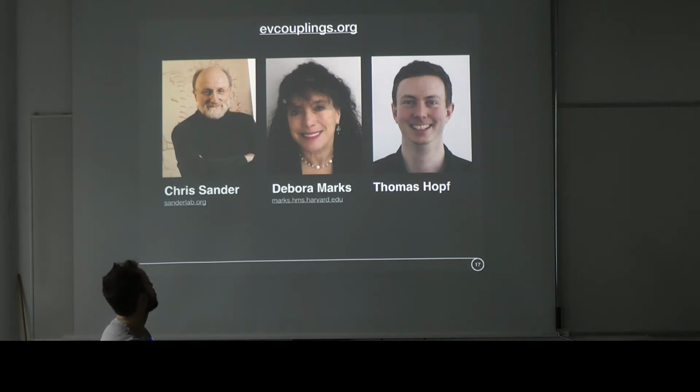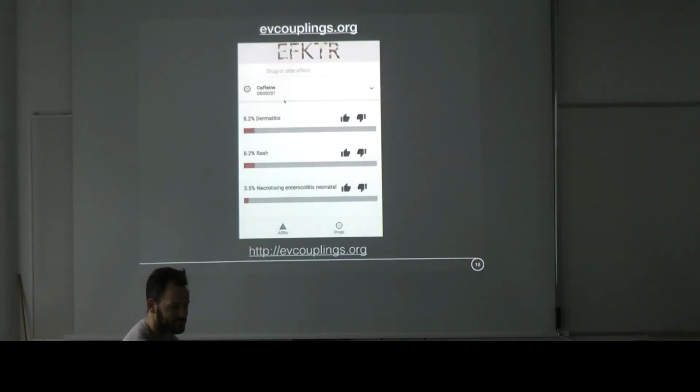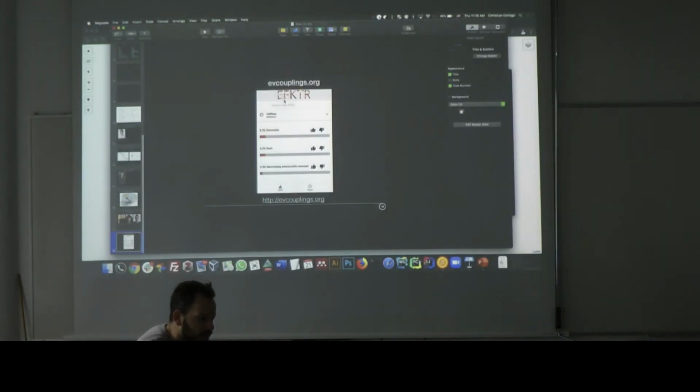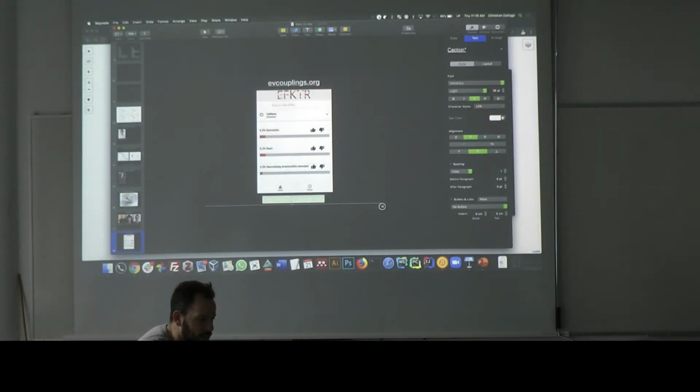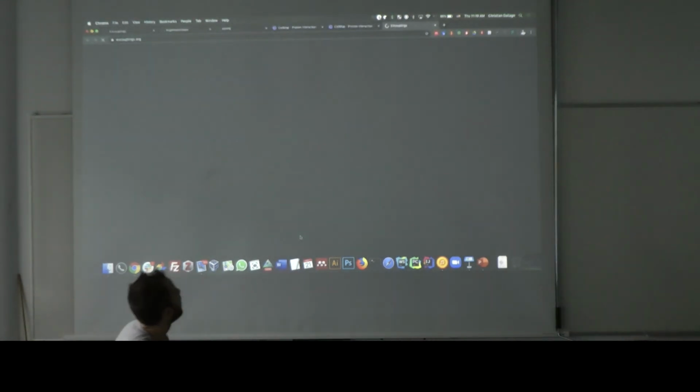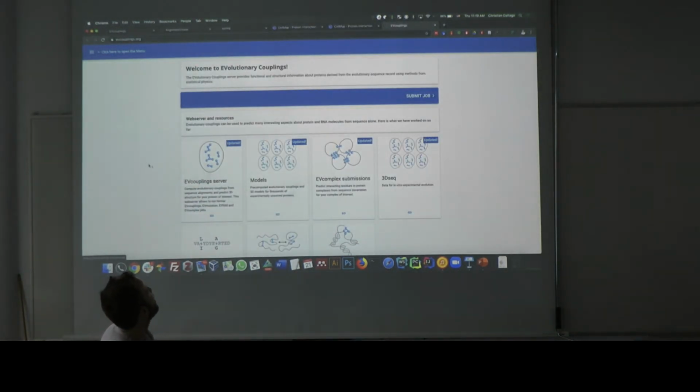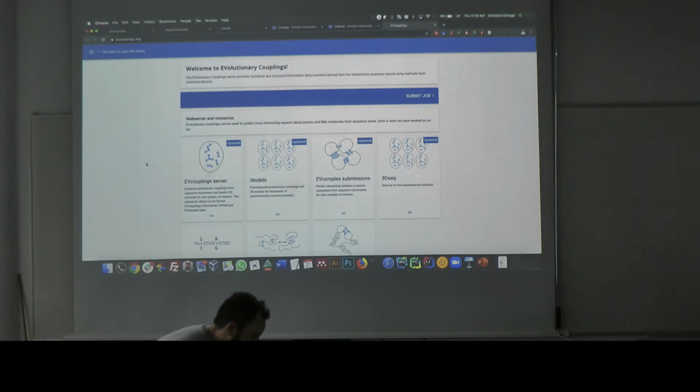evcouplings.org. This is an effort by many people. Chris Sander had the idea about 40 years ago. Deborah worked on the mathematical framework, made it possible, and then Thomas implemented it. Oops, this is the wrong slide, but it's the right link. So basically, the idea behind this is biology again. Okay, this is a complex story.